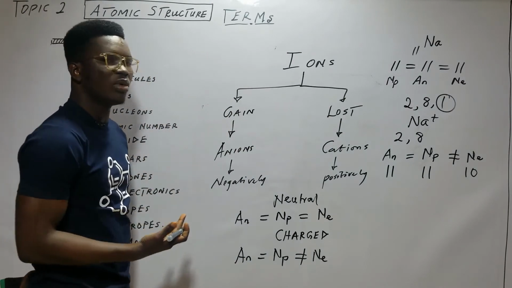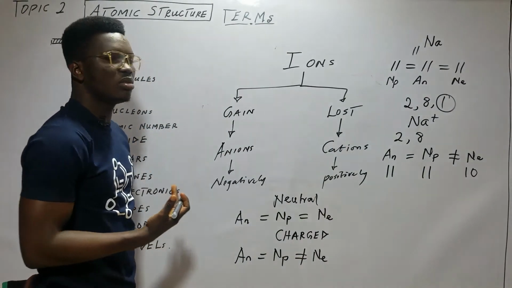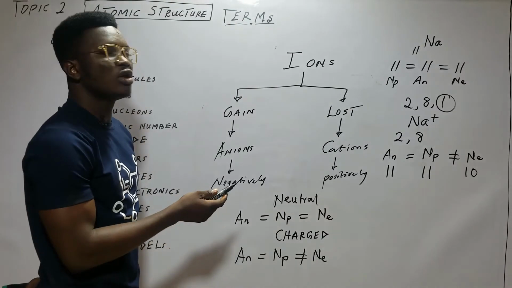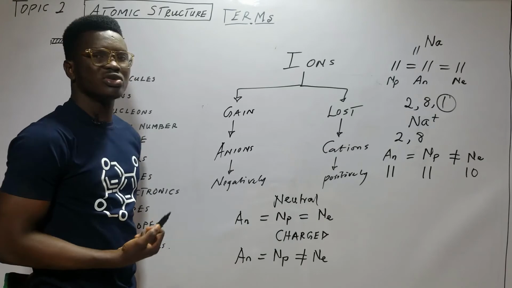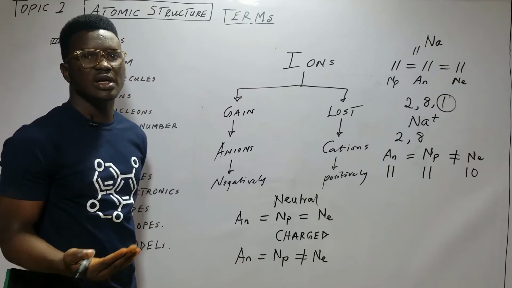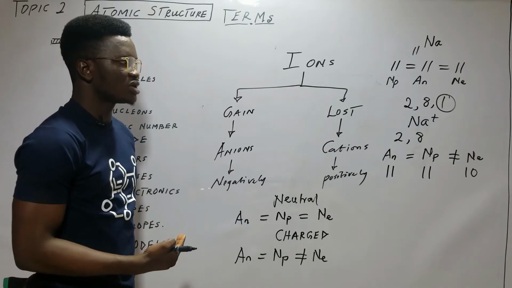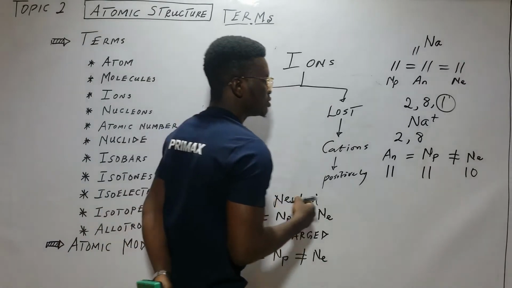So it is the number of electrons that change, not the number of protons. Because if you change the number of protons, that means we are no longer talking about sodium. If I change the number of protons to 10, I'm moving on to neon. That is not sodium. I hope you understand that. Let's look at another example.